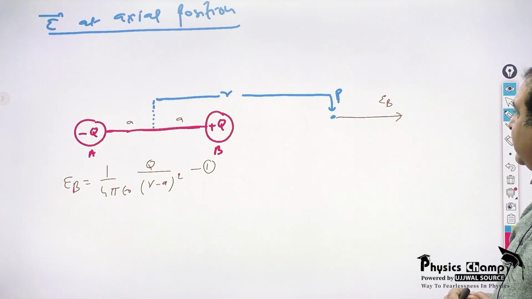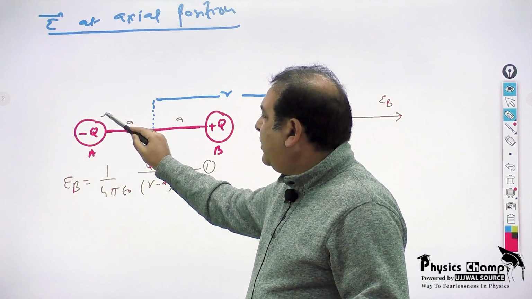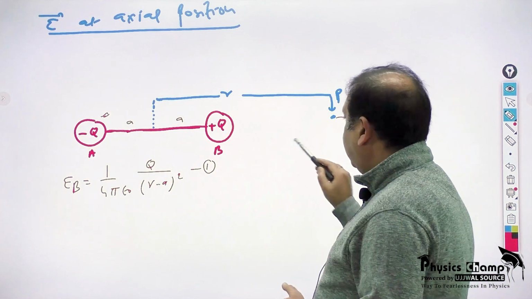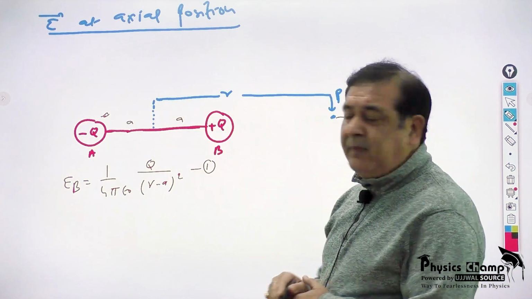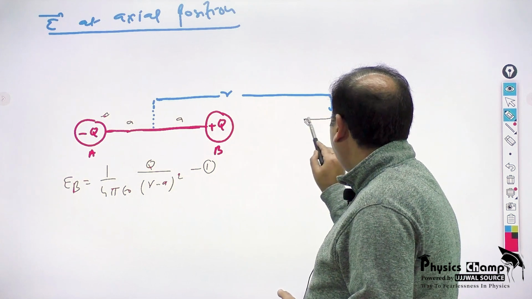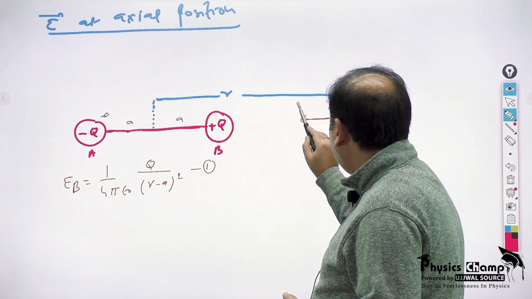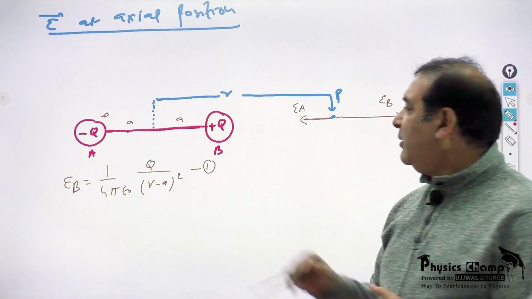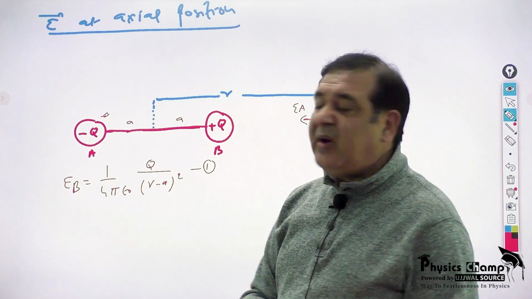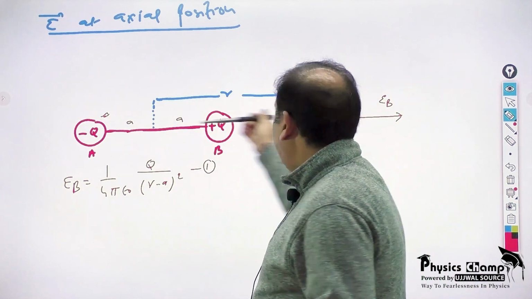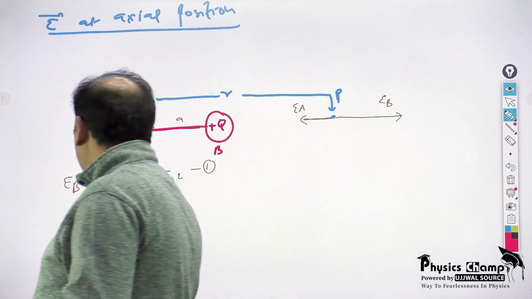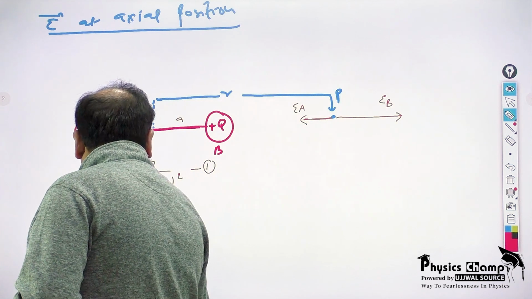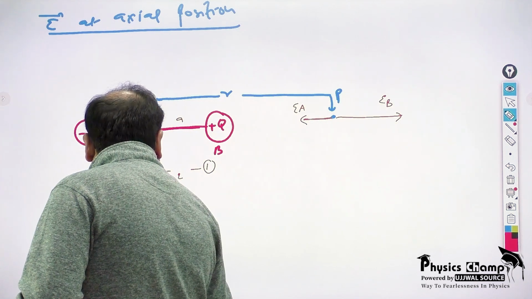Similarly, this negative charge minus Q will also provide an electric field at point P, but it is at a distance r plus a this time, so it would provide an electric field towards its own side, EA, and will be relatively weaker because it is more distant and a negative charge, so it is an electric field towards A. So EA would be 1 by 4 pi epsilon naught Q by (r plus a) whole square.